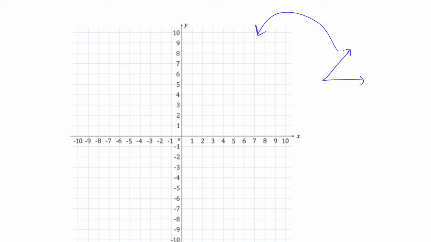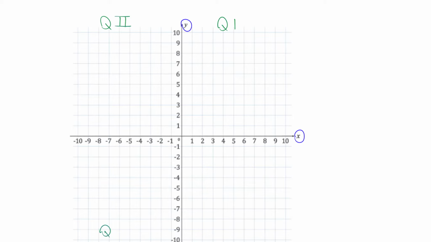So as a quick review, we know that we have an x-axis and a y-axis. We know we've got quadrant 1, quadrant 2, quadrant 3, and quadrant 4. And we talked about what an angle in standard position looks like: you have an initial arm on your x-axis and then a terminal arm somewhere else on the graph. So this is called standard position.